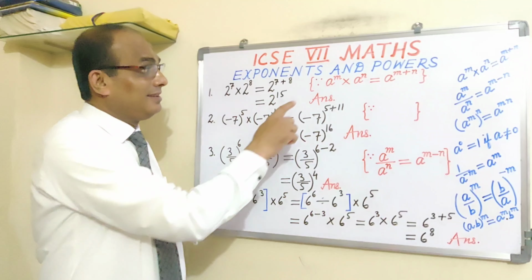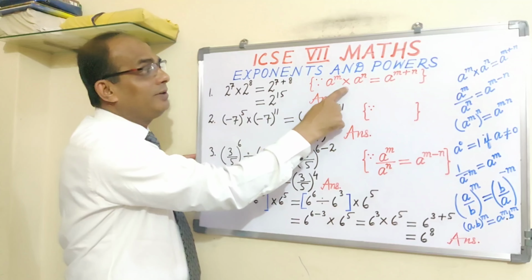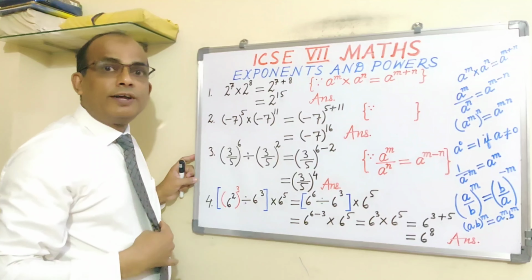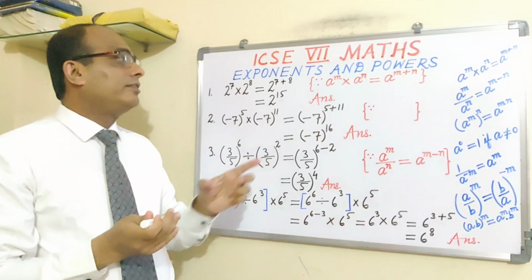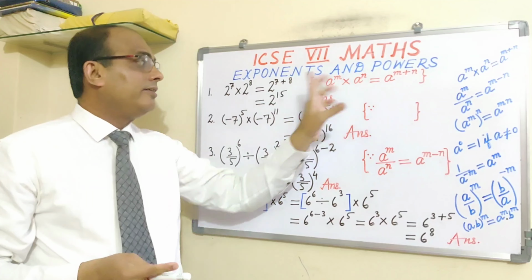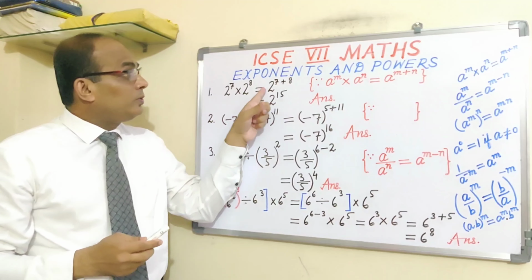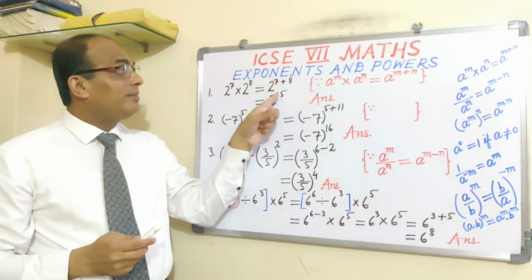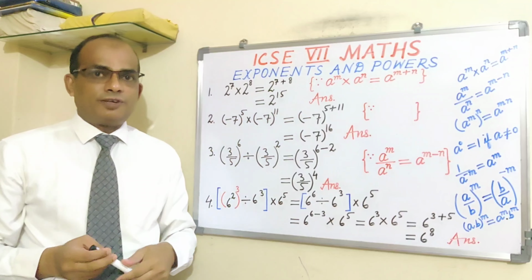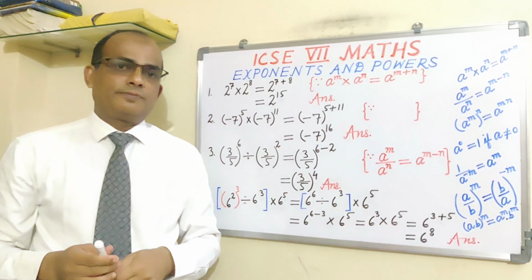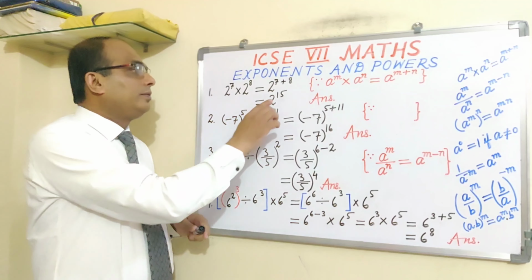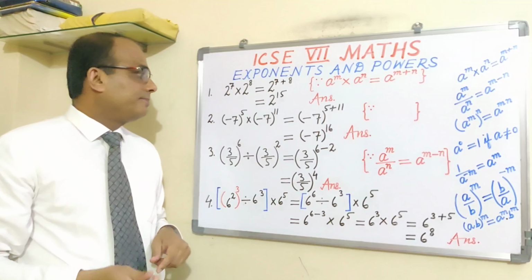Write down here: since a raised to the power m into a raised to the power n is equal to a raised to the power m plus n. Please give the reason, the formula that you are using, write it down. Now 2 and the index is 7 plus 8. So 8 plus 7 is 15. So 2 raised to the power 15 is your answer in exponential form.